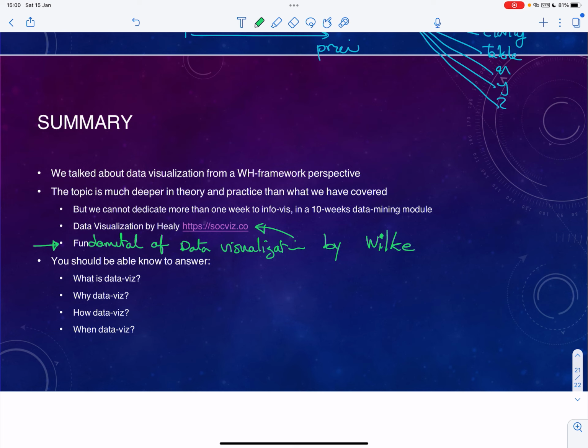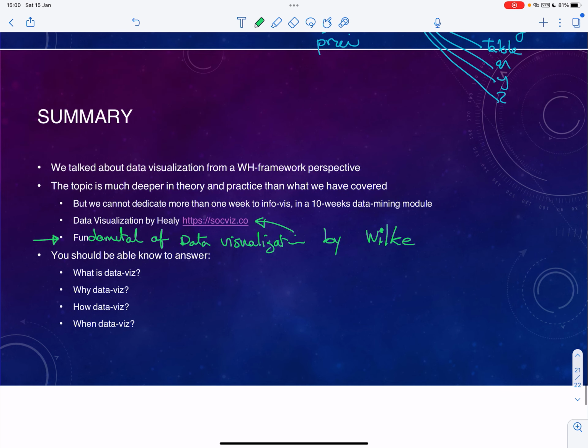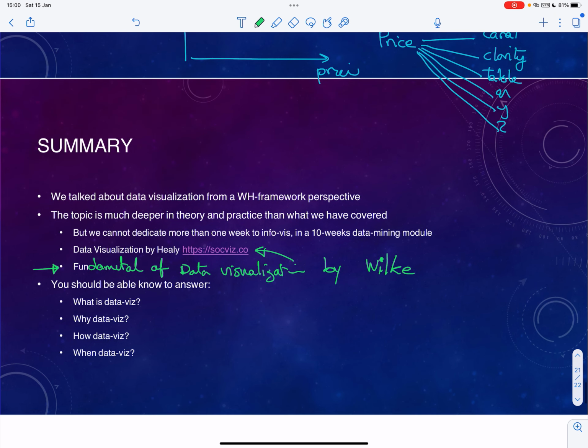And then, at the end, if you have learned everything properly, you should be able to answer the questions: What is data visualization? Why data visualization? How and when?